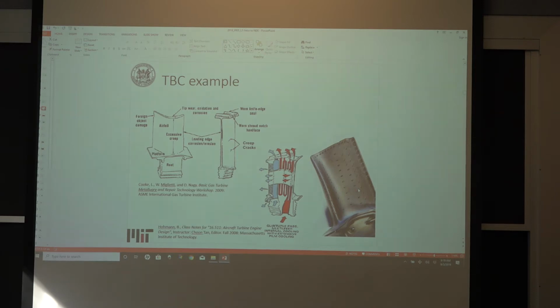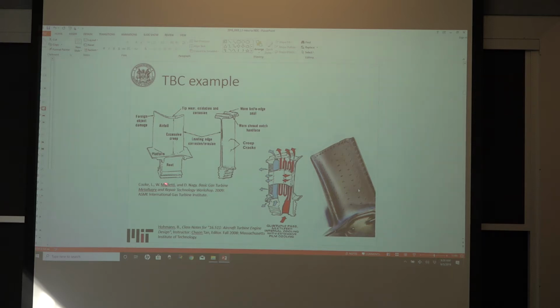But there are so many failure modes that can happen, especially with turbine blades, because turbine blades usually have what's called a thermal barrier coating, which is a ceramic slurry type coating over the metal. And in the TBC, you can have a lot of failure modes. So you can have wear, oxidation, or corrosion at the tip. This is the leading edge here. This is your trailing edge. That deals with the path of the hot air past the component.